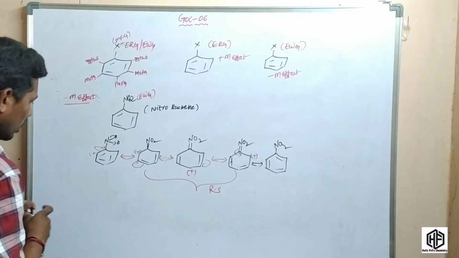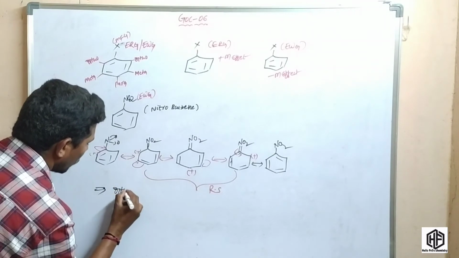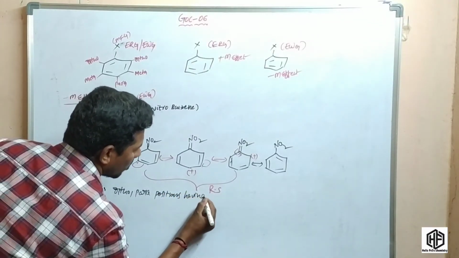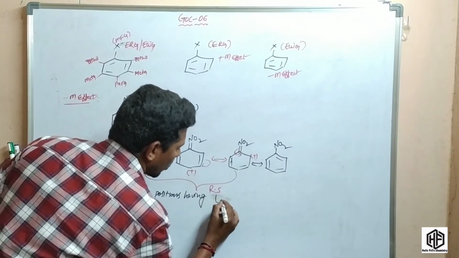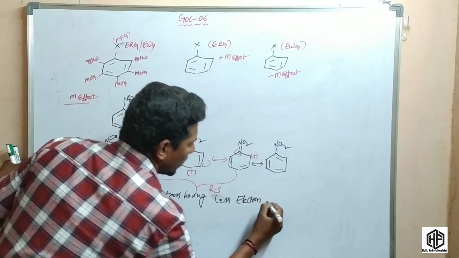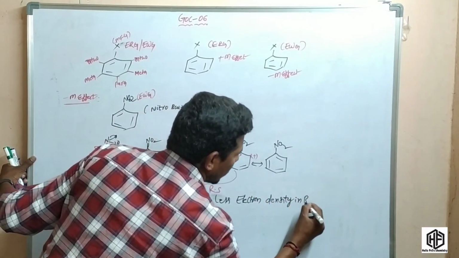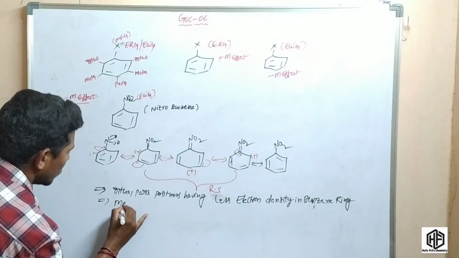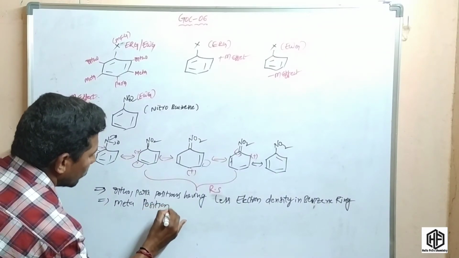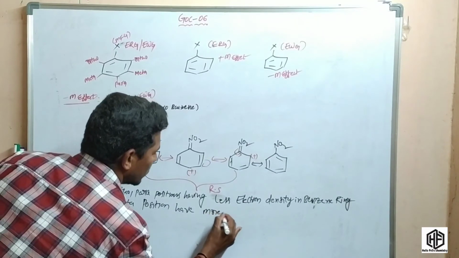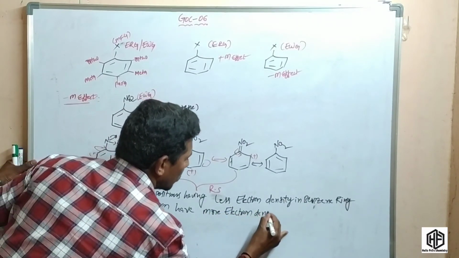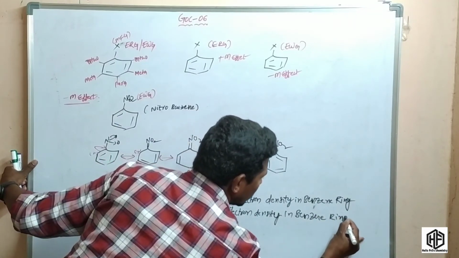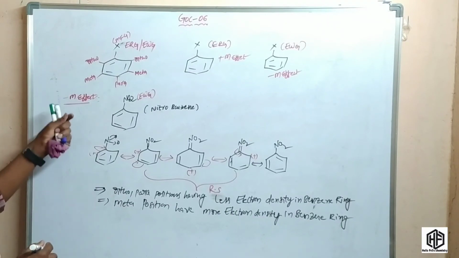Now you have to write down the conclusion. Conclusion means, for example: ortho and para positions have less electron density in the benzene ring. Another one is, meta position has more electron density in the benzene ring. This is the final conclusion of the minus M effect in the benzene ring.